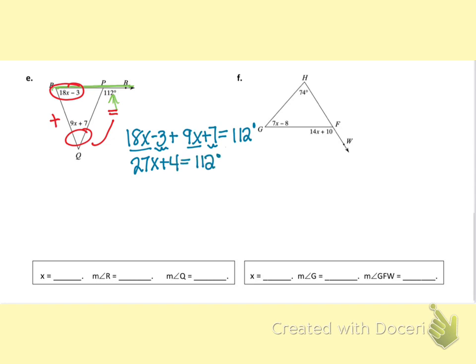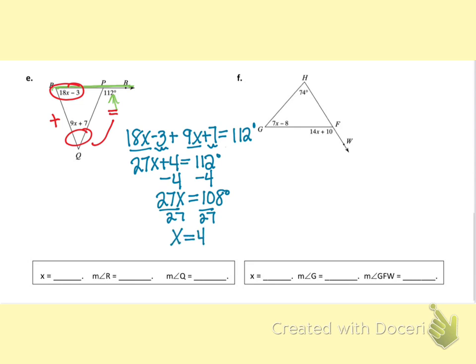And now I'm just going to start moving things so that I get the variable by itself. Move the constant term over. Move that 4 over by subtracting. 112 minus 4 is 108. So that leaves me with 27x equals 108. And then divide by 27 to find out what x is. And I find out that x must be 4.